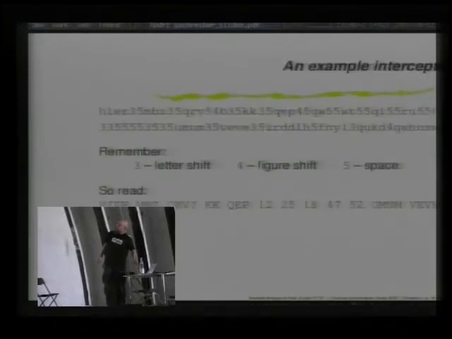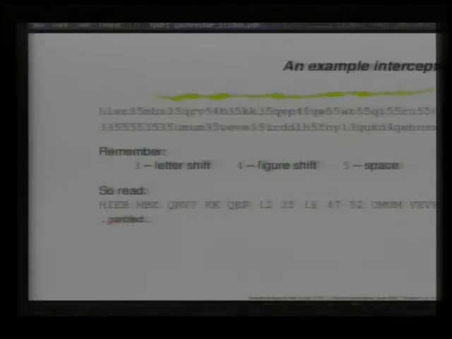So let's look at an example of one of these intercepts, what they would look like. You see here, this is the ciphertext, or actually it starts with plain text. Here, it's German for "here". And you see these digits in the middle, in between the words. These are not ciphertext, these are just abbreviations. I will explain them in a second.